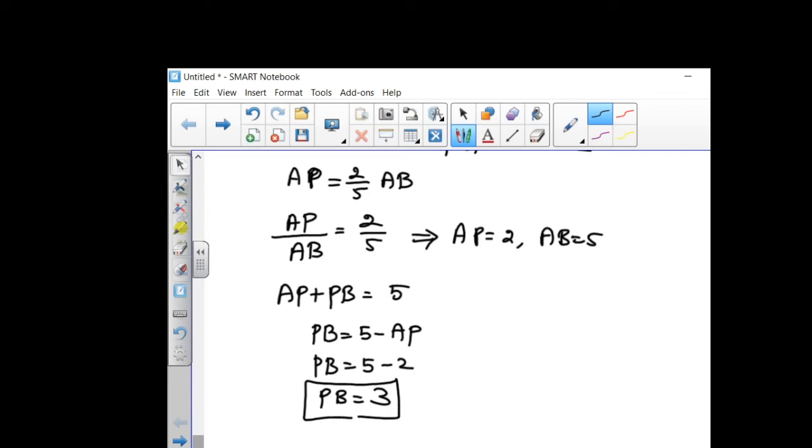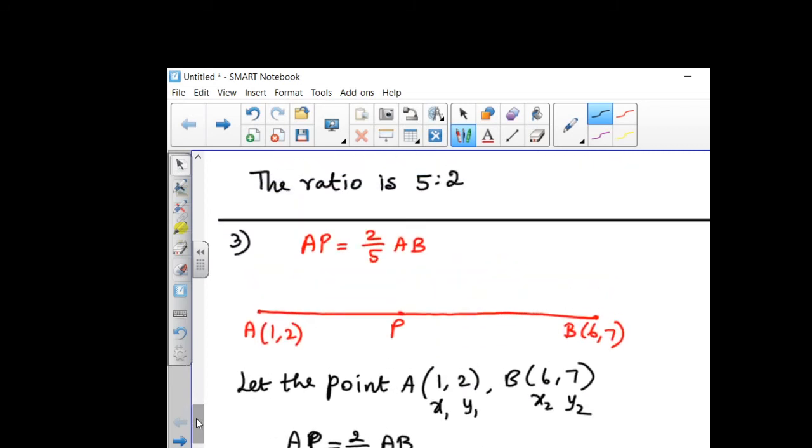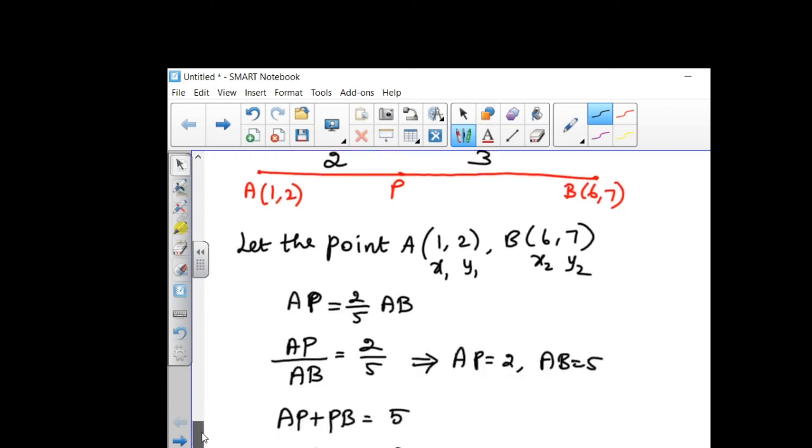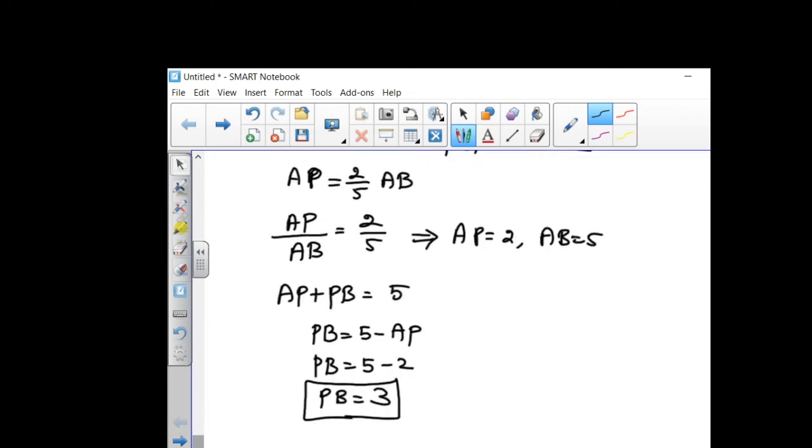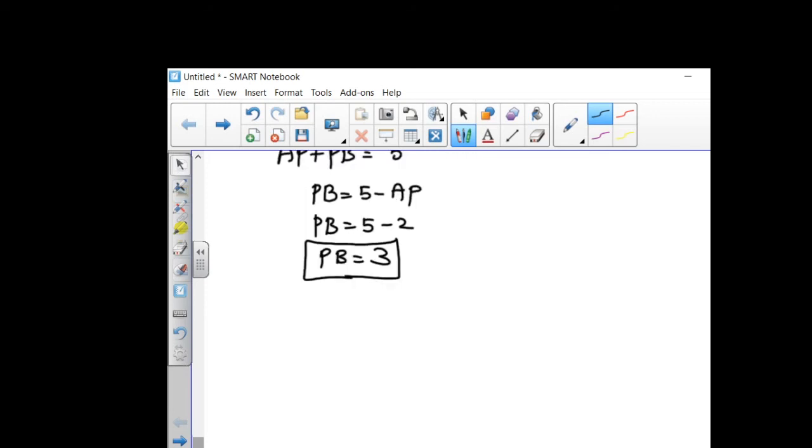ஏற்கனவே இந்த வார்த்தை நம்ம ஒரு சமல ஏற்கனவே போட்டுருக்கோம். ஓகேவா? ஸோ இப்போ என்ன சொல்லிடலாம்? இந்த ஏபிங்கிறது 2 பார்ட் ஆகும், இந்த பிபிங்கிறது 3 பார்ட்ஸ் ஆகும் இருக்கு அப்படின்னு சொல்லிடலாம். ஓகேவா? ஸோ therefore now we are going to find the point P, that is ratio 2:3. Okay, so what you have to do? A line divides internally.